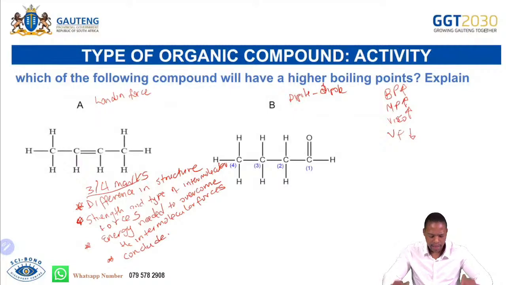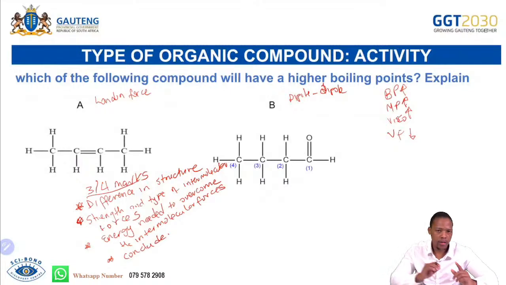Okay, right? And then I continue because I'm answering in terms of compound B, right? Compound B contains a formal group. Compound B has stronger intermolecular forces, right? Then I usually open a bracket to identify those intermolecular forces. Has stronger intermolecular forces, dipole forces, I close the bracket.